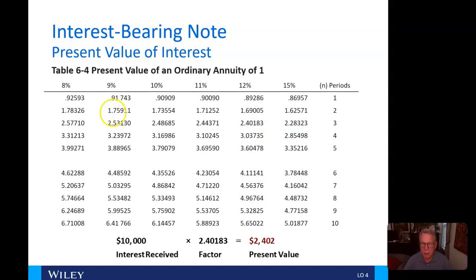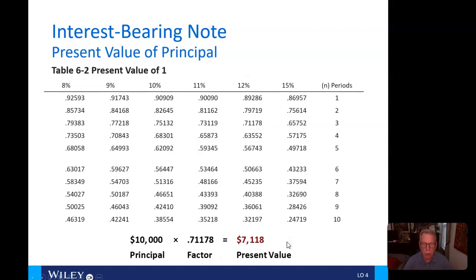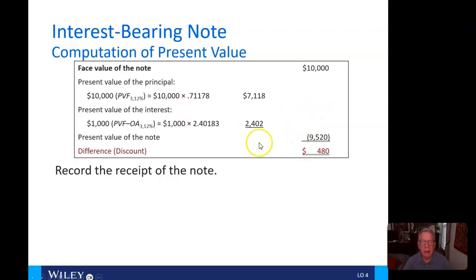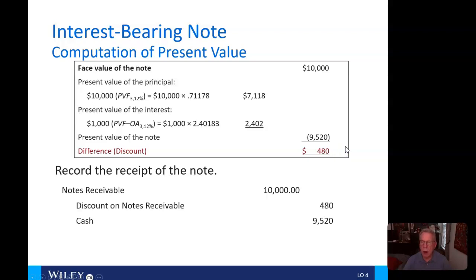So here we take the 12% 3-year column. We get that. We multiply that through just like we did before to get our present value of the interest. We do the same thing here for the principal. We take the 12%. Notice that's at the market rate, not what's written on the note. And we calculate the present value. And that then is going to dictate the fact that we have a discount here of $480. And so then our receipt of the note is going to be as follows.